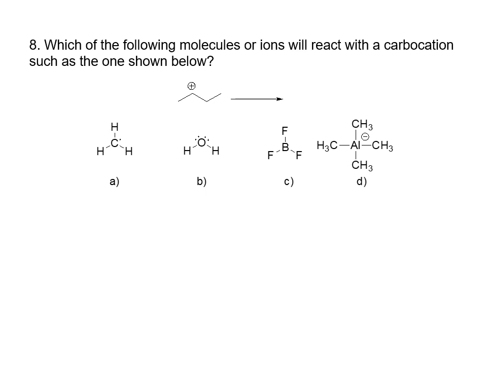And finally, D is tetramethyl aluminate anion. And that one, despite negative charge, is not a nucleophile, because it has no free electron pair. So it is not a good reagent to react with a carbocation. So the best answer is B. And this completes Chapter 6 exercises.